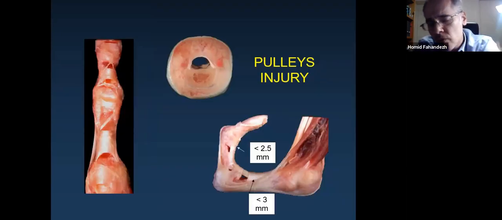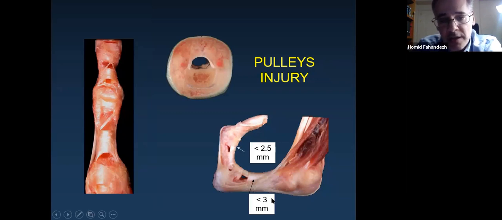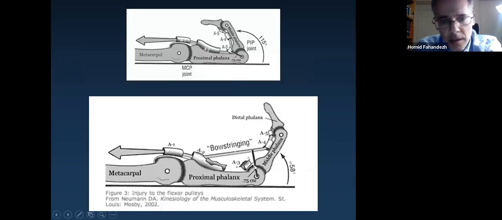There are two very important things to remember. When we have pulley injuries, the distance between the tendons and the phalanx will be greater. Normally, the distance will be less than 2.5 millimeters in the A4 pulley and less than 3 millimeters in the A2 pulley. If you find a bigger distance between the tendons and the bones, please remember that probably you will have a pulley injury and then bowstringing.